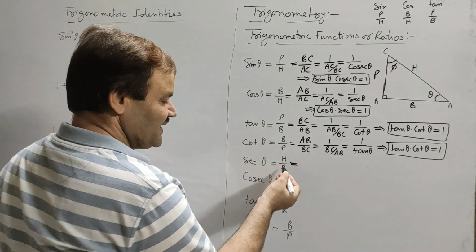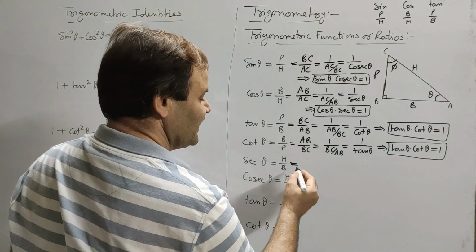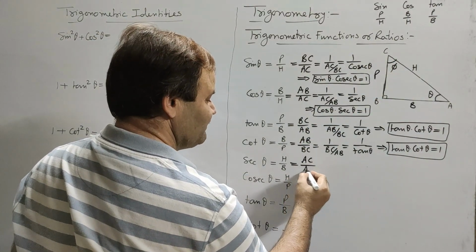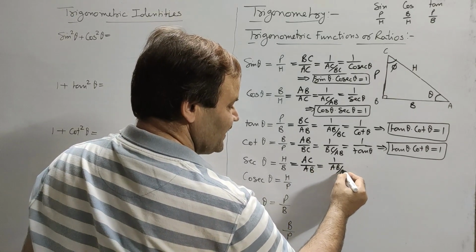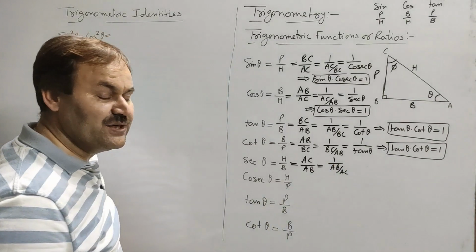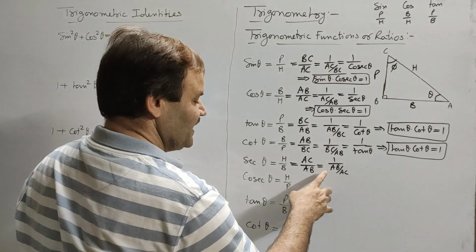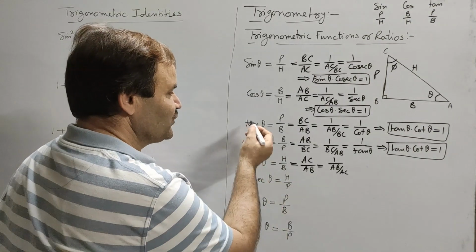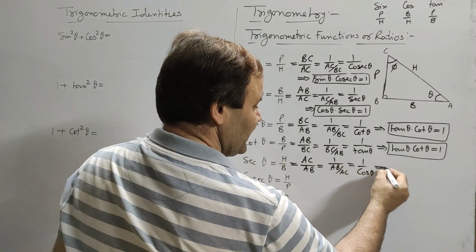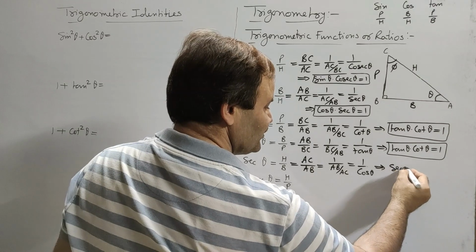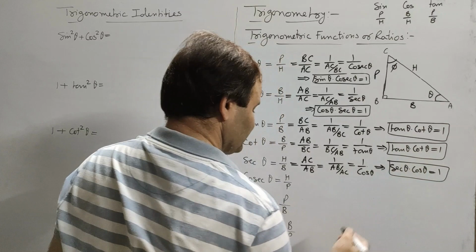Say sec theta, h upon b, hypotenuse upon base. Hypotenuse from this triangle is AC and base is AB. This is equal to 1 upon AB by AC, by dividing numerator and denominator both by AC. And now what is AB by AC? AB means base upon hypotenuse. Base upon hypotenuse is cos theta, so it becomes 1 upon cos theta, and again we get sec theta into cos theta equal to 1.